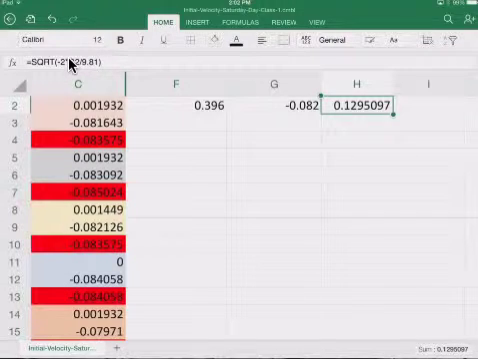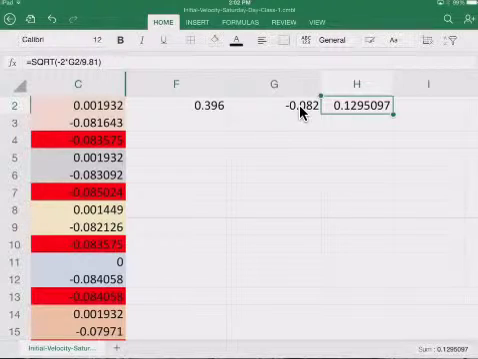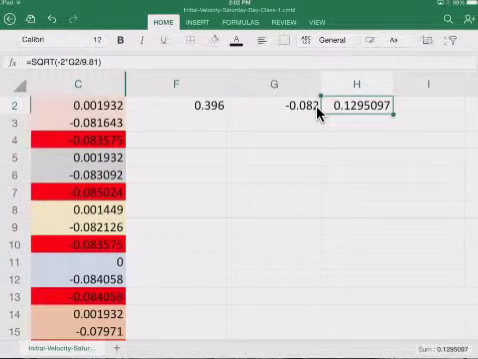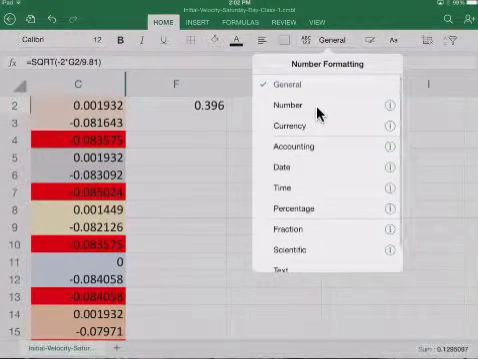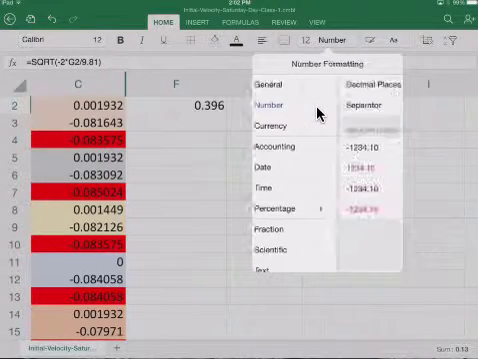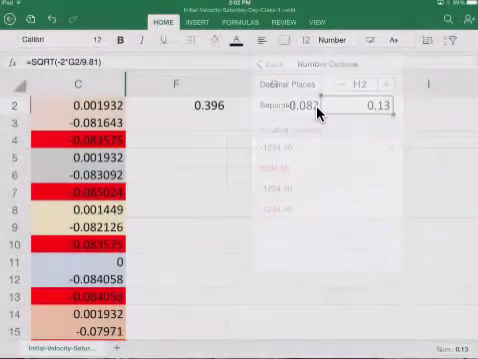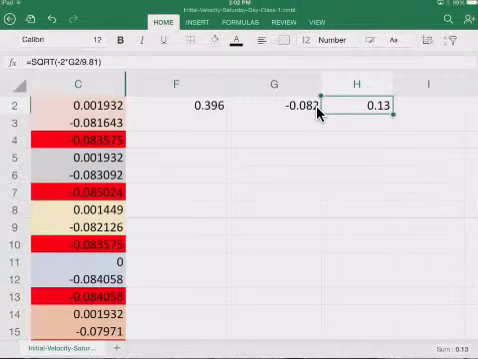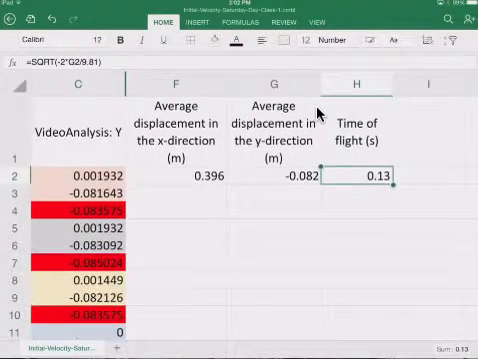So, all right. Our significant digits are 2. Since we're doing this based on y, the significant digits that we have there are only 2. Remember that the zeros in front, or to the left, are not significant, but these numbers after are significant. So let's go ahead and put in 2 decimal places. Just going to select general, go to number, and make sure that we have 2 decimal places. So 0.13 is the time of flight.